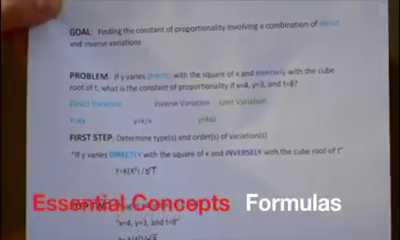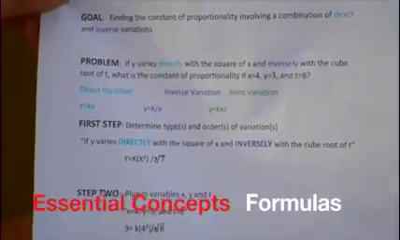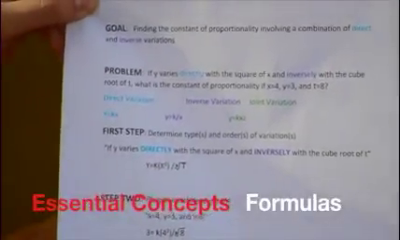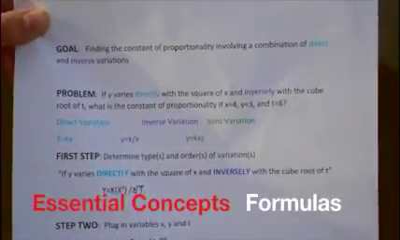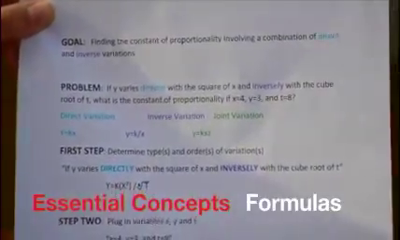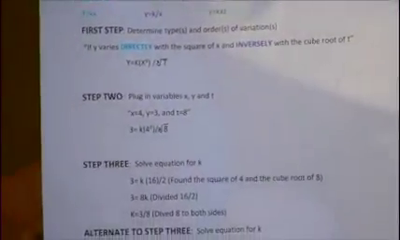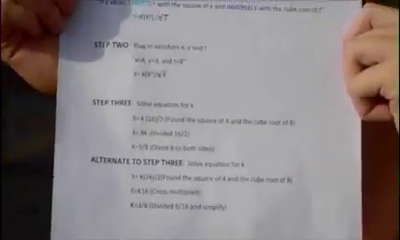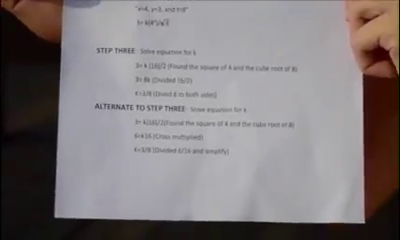The formula for direct variation is y equals kx. The formula for inverse variation is y equals k divided by x. The formula for joint variation is y equals kxz. First step is to determine the types and orders of variations. Step 2. Plug in variables x, y, and t. Again, x equals 4, y equals 3, and t equals 8.